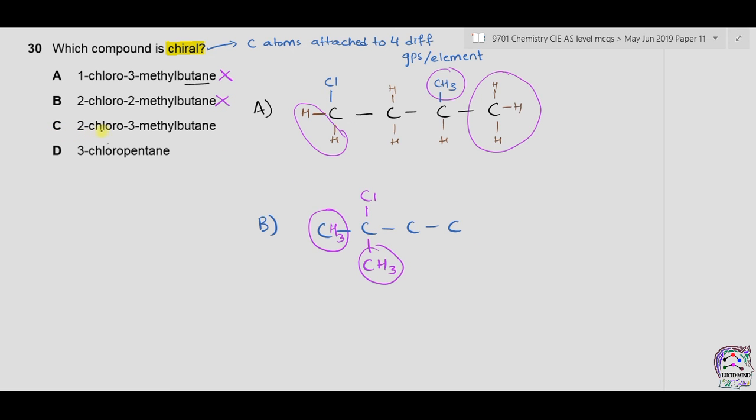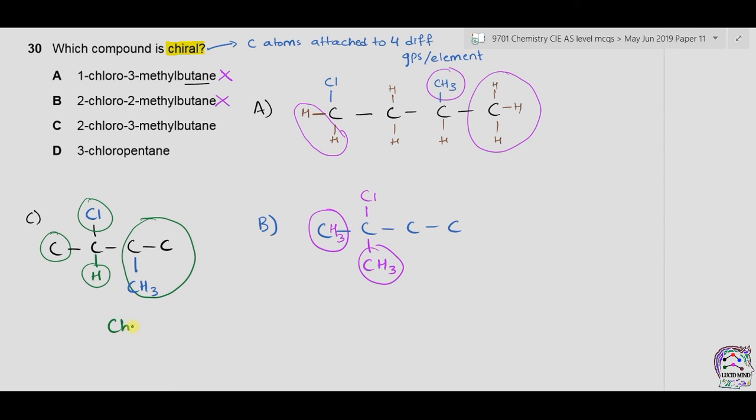Moving towards C, we have 2-chloro-3-methylbutane. Again 4 carbon atoms in the long chain. On second carbon atom we have chlorine. On third carbon atom we have methyl. As we can see that this carbon atom is making 3 bonds, so the fourth bond will be with hydrogen. So we have 1 hydrogen, 1 methyl group, 1 chlorine, and 1 is this group. So therefore this is chiral compound.